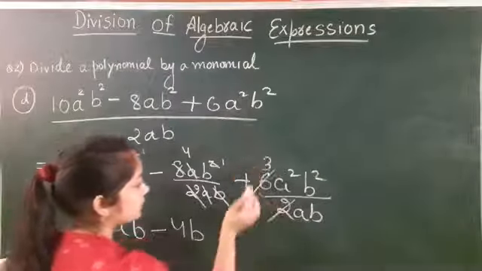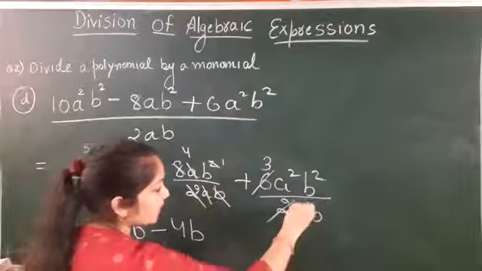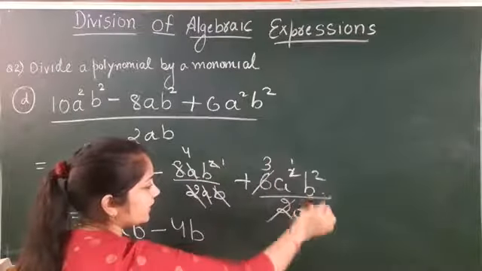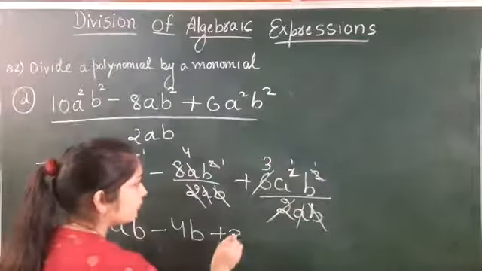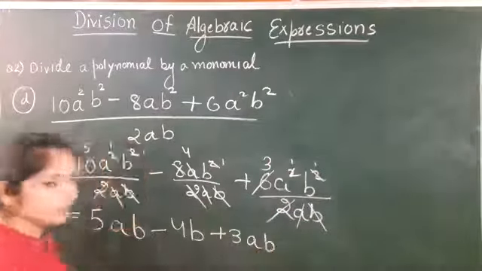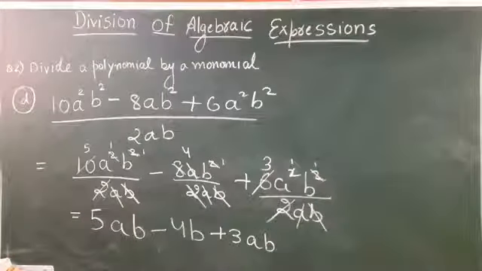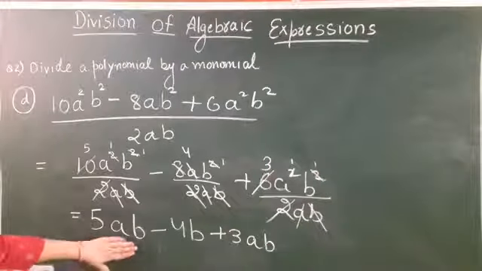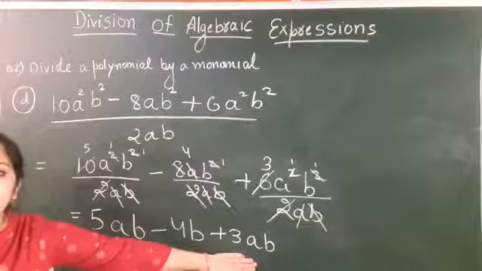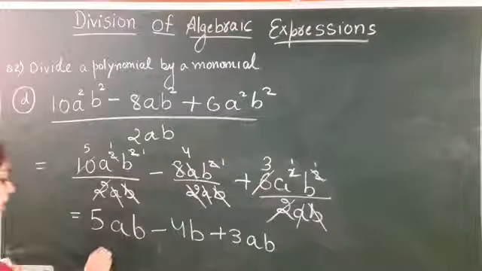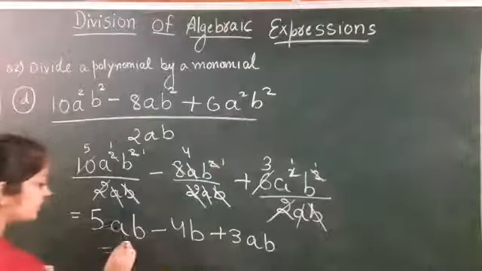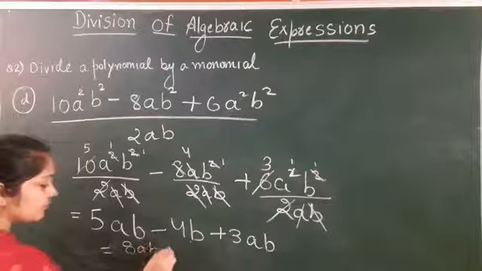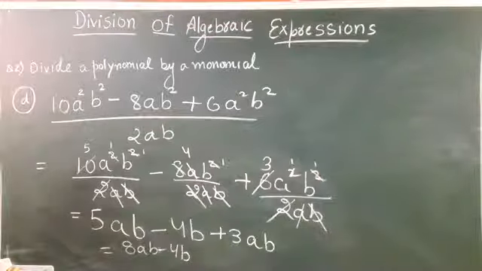Next, 2 3s are 6. 1a will cancel out with 1a and 1b will cancel out with 1b. So you are left with 3ab. So if you see here, you have this 5ab and 3ab as like terms. So you can add these and you can write it as 5 plus 3 is 8ab minus 4b.